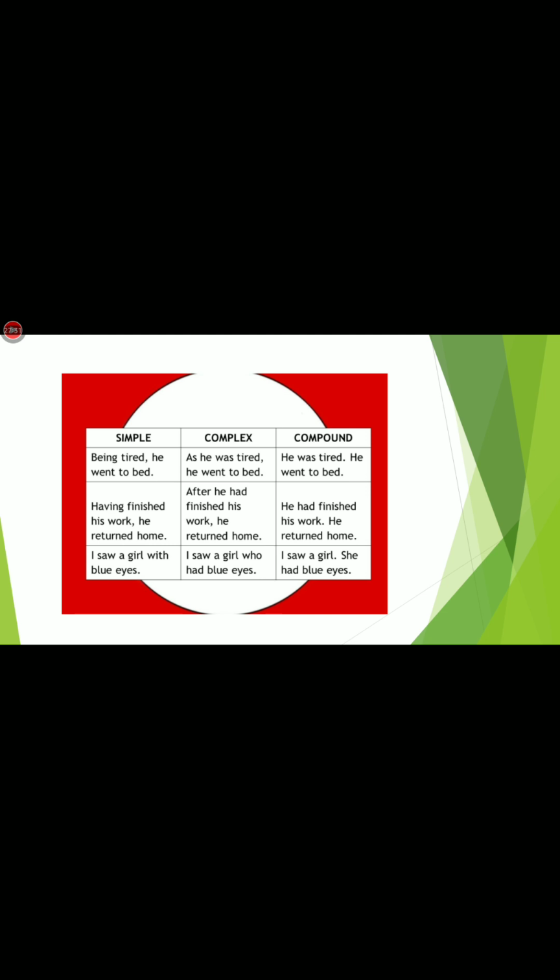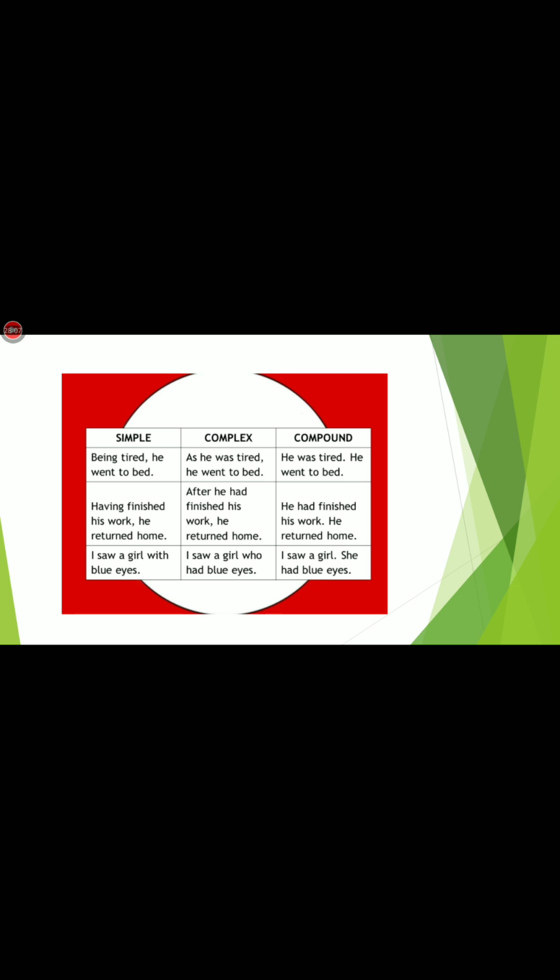Now, having finished his work, he returned home. So here also it is a participle phrase. What is this? After he finished his work, he returned home. When you make it into a complex sentence, the dependent clause will be an adverb clause of time. After he finished his work, it is giving a time. After he finished his work, comma, he returned home.